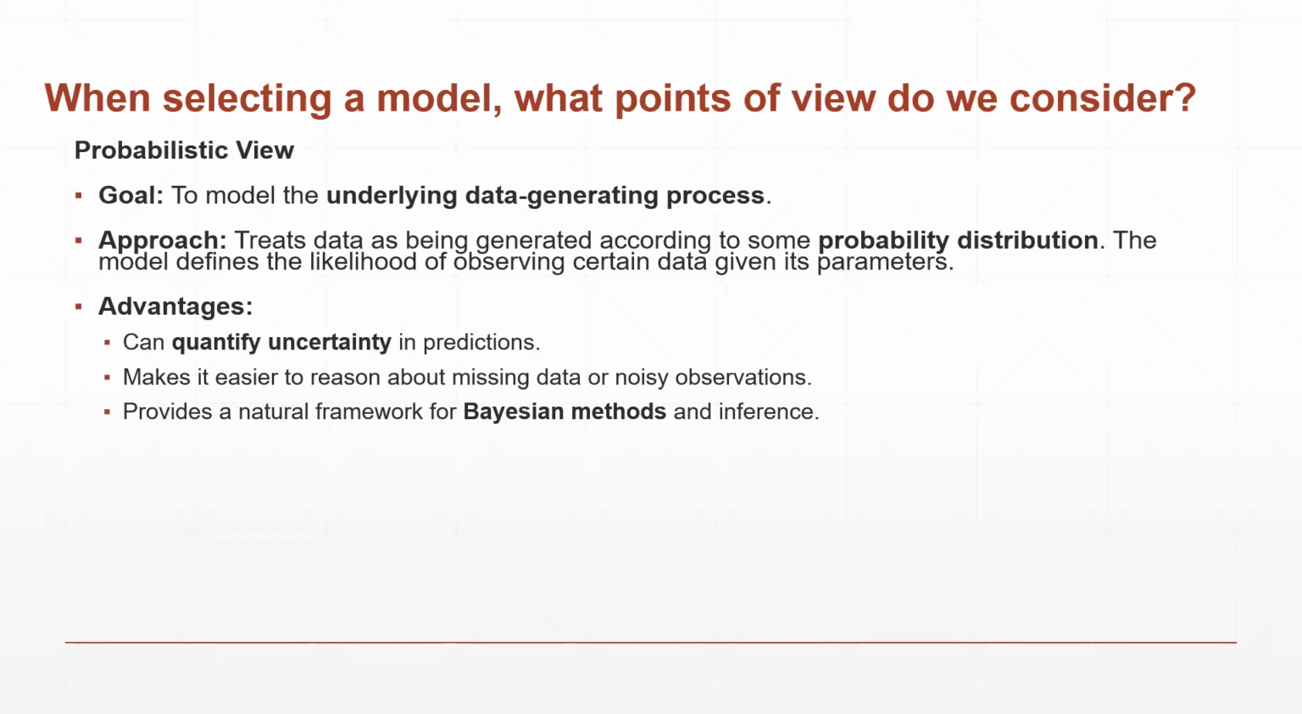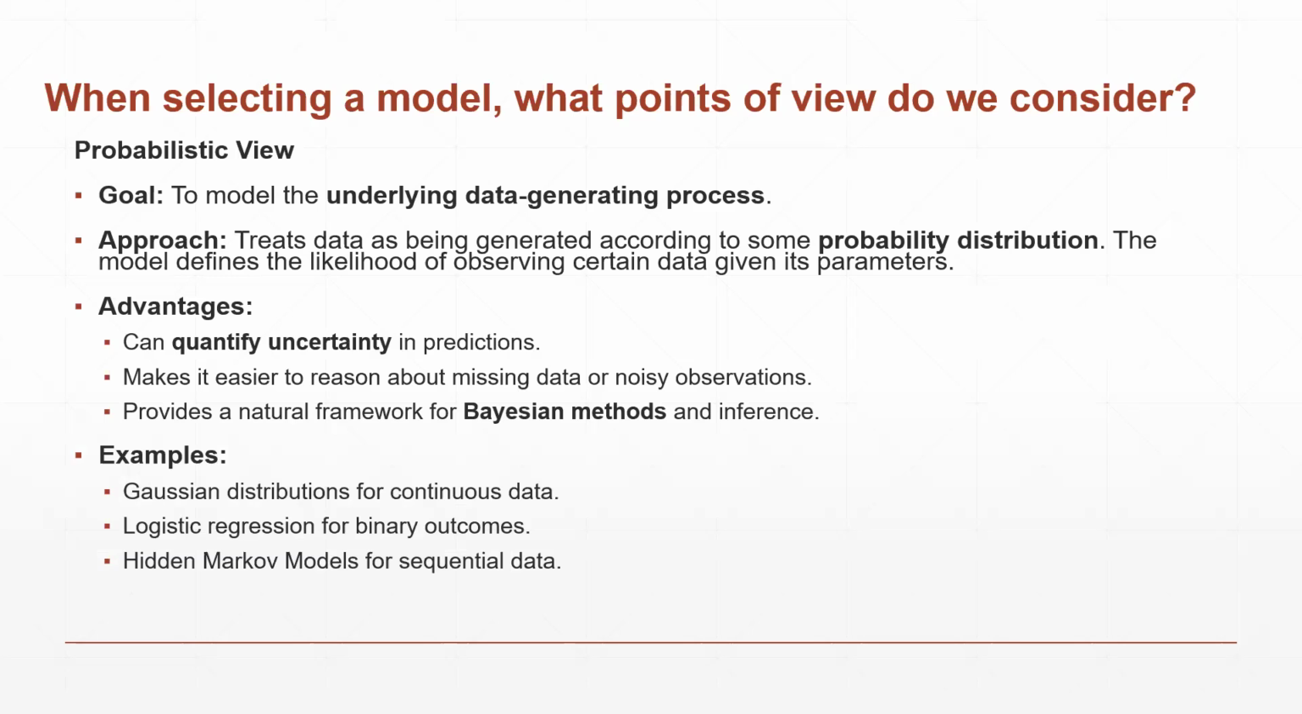It makes it easier to reason about missing data or noisy observations. We can have data being equal to something with a little bit of plus or minus. And it provides a natural framework for using Bayesian statistics and inference. And so this allows us to adjust our guesses based on additional information.